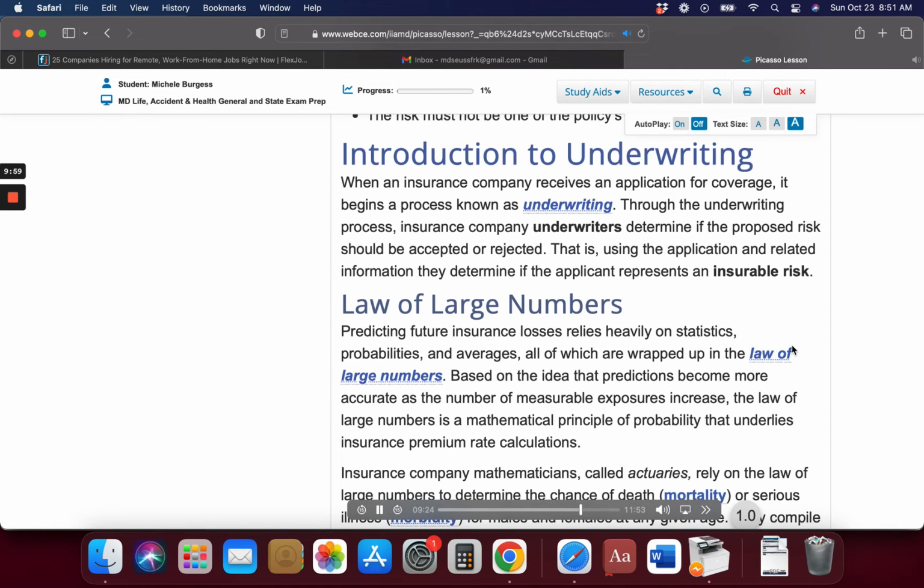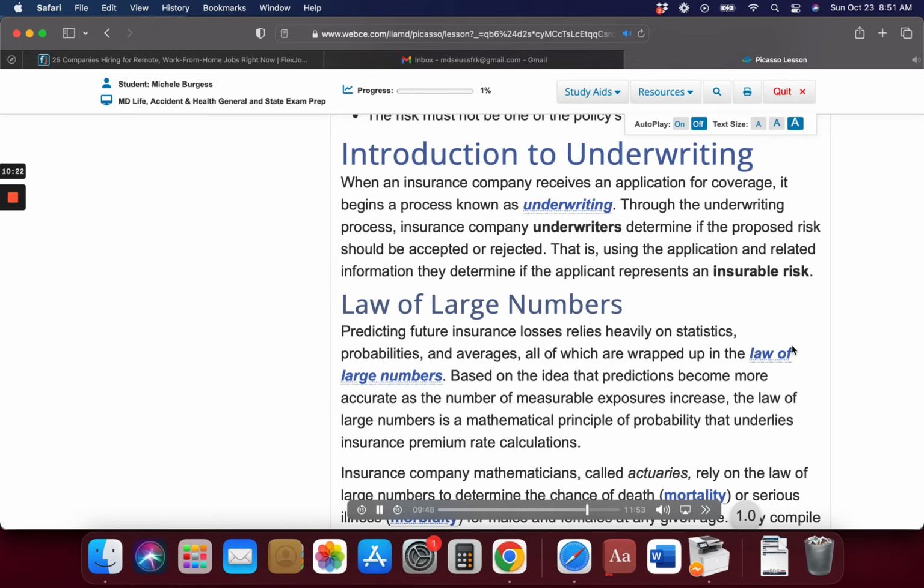Introduction to underwriting. When an insurance company receives an application for coverage, it begins a process known as underwriting. Through the underwriting process, insurance company underwriters determine if the proposed risk should be accepted or rejected. That is, using the application and related information, they determine if the applicant represents an insurable risk.